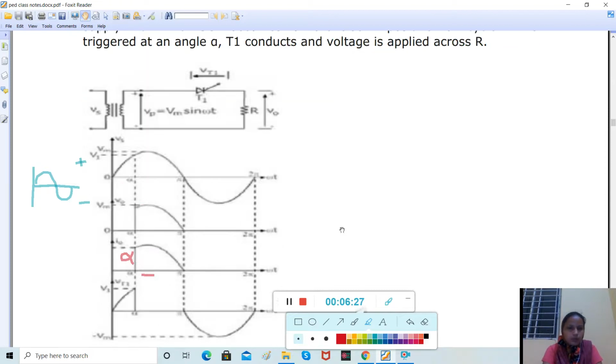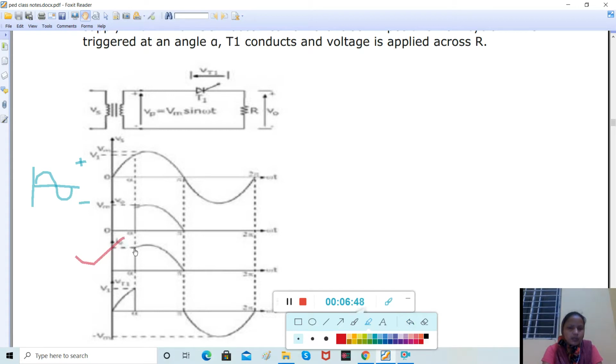As a resistive load is connected here, we all know that in the case of a resistive load, the current is in phase with the voltage. So this is the voltage waveform, which means the output current waveform is also like this. This is the output current waveform.